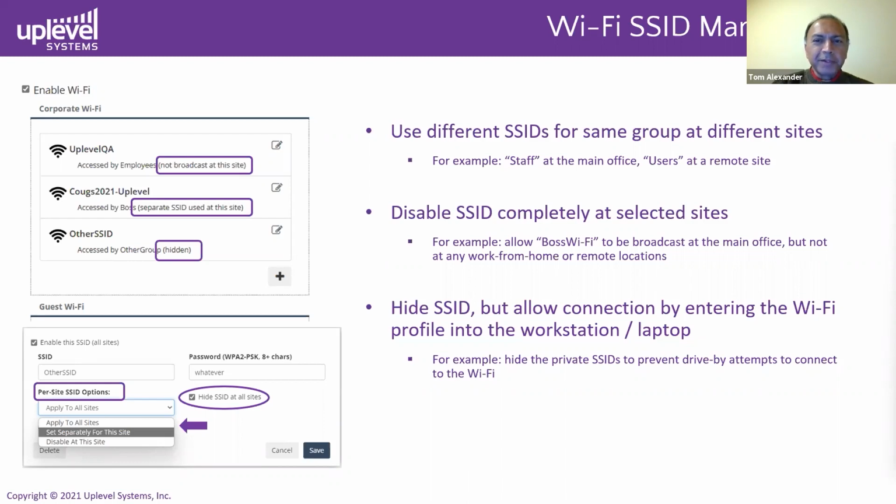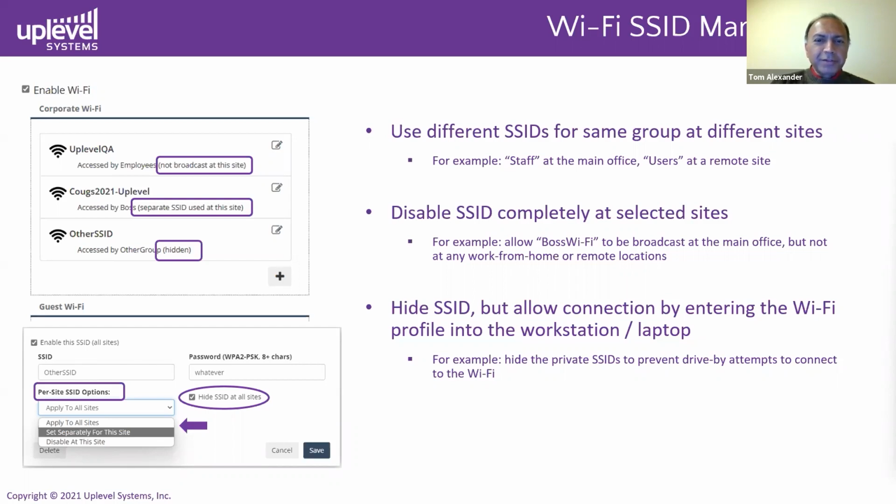So for example, you could take the employees group and have the SSID at the main office be called, for example, staff. And at a different site, you could say, well, broadcast this also on the employees VLAN as users. And that should be no problem. I mean, there's obviously no great reason why you'd want to do specifically that, but I'm pretty sure there's plenty of other cases where you would want different SSIDs for the same VLAN at different sites.